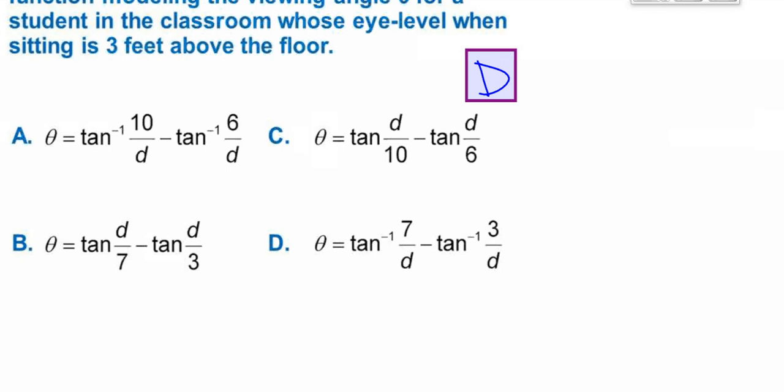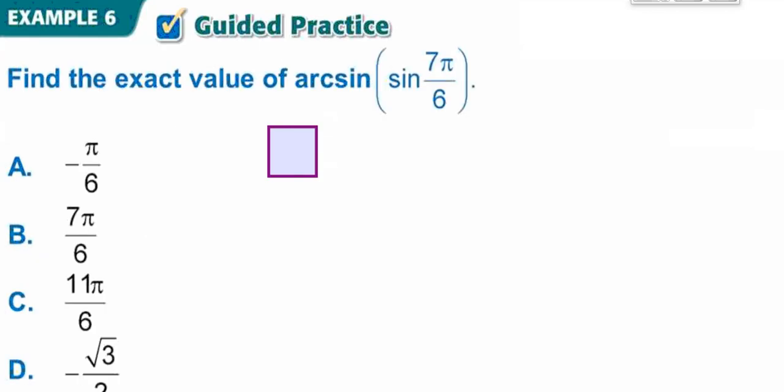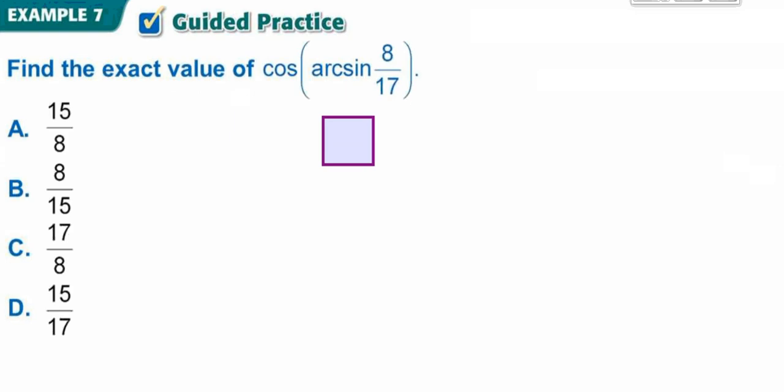D. D for that one. And I'm just going to move along. What is the arc sine of the sine of 7 pi over 6? A. It's not 7 pi over 6, but it's the same reference angle.